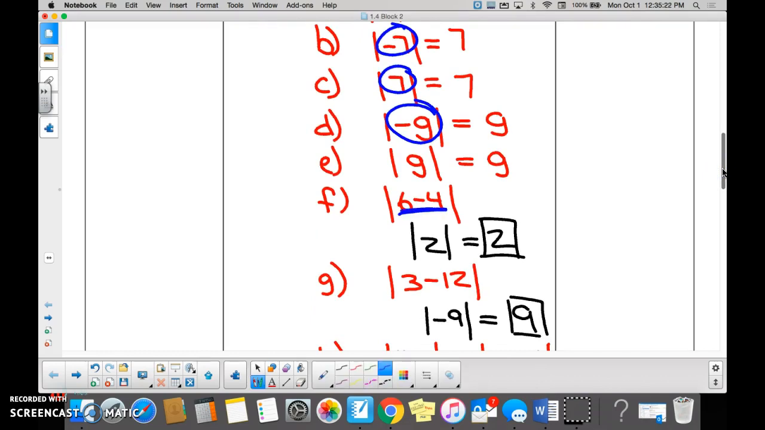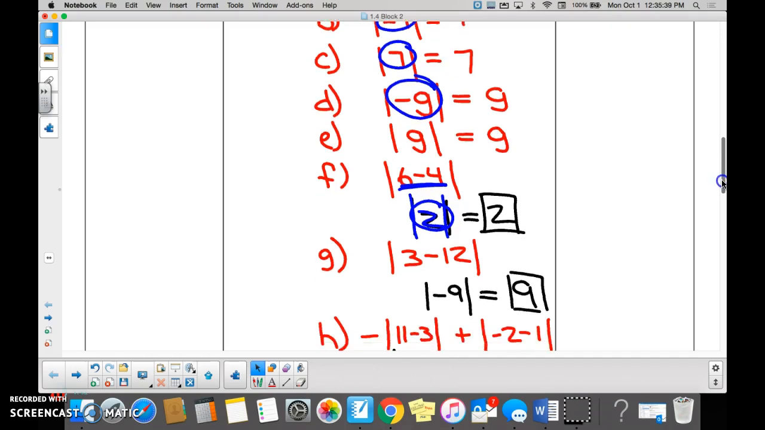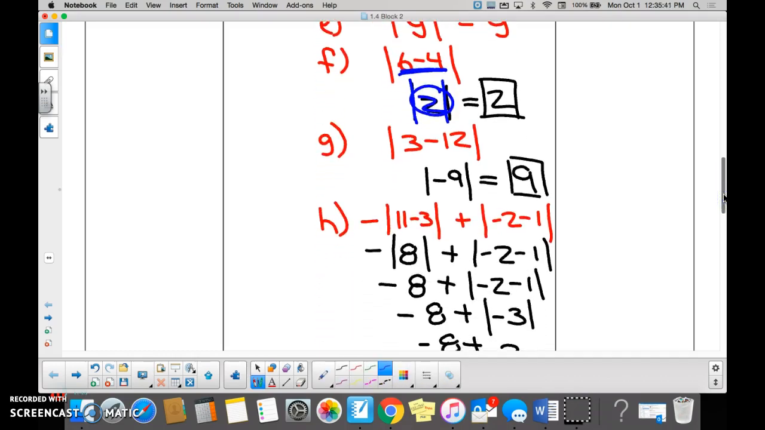Now, letter F, we start getting into some equations or some expressions. What is 6 minus 4? 2. So have we found the absolute value yet, or did we just do 6 minus 4? We just did 6 minus 4, right? So we wrote 6 minus 4 is 2, and we kept our absolute value markers. Well, then how far is 2 from 0? 2. Same thing with letter G. We figured out what 3 minus 12 was. We kept our absolute value markers and then found the absolute value.